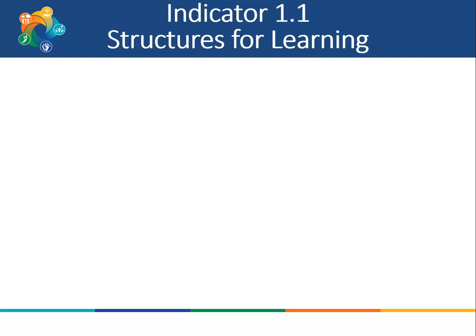Indicator 1.1 is Structures for Learning. This is the basis of instruction. Structures for learning are the necessary elements every classroom must have in place to ensure students can learn. Take a moment now to read the language in Indicator 1.1. Read across the row from the descriptors in Level 1 to the descriptors in Level 4. Pause the video now to read.